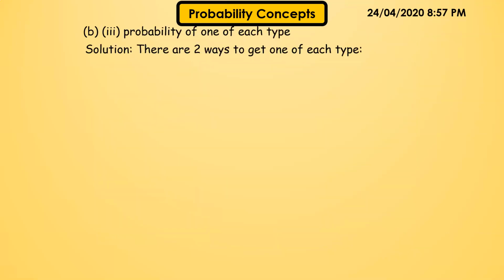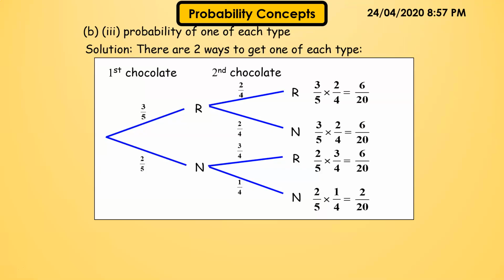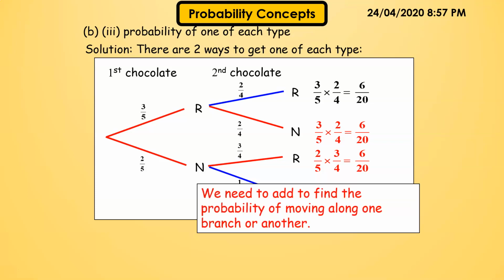Now, the probability of getting one of each type. Looking at our probability tree, there are 2 ways that you can get one of each type. You either get a raspberry and a nougat, or you get a nougat and a raspberry. Now, this is part of the reason why we didn't simplify the fractions earlier: if we need to look at the total probability there, we have to add them together. And adding makes it a lot easier when the denominators are the same.